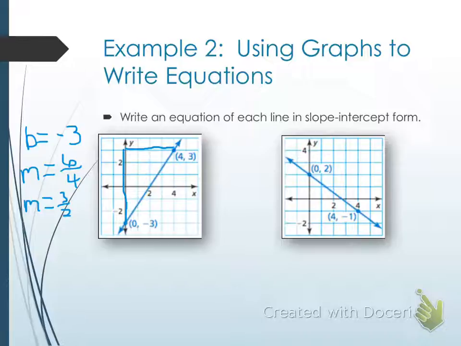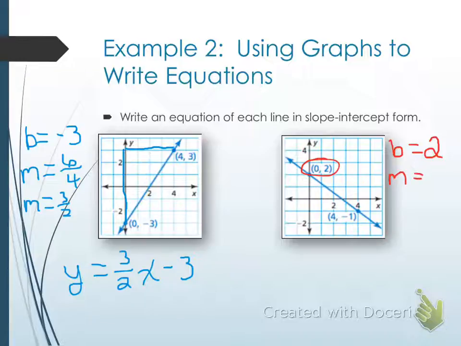It's best when we're dealing with slopes that you leave it as an improper fraction. So now to write it in slope-intercept form, we're just going to go y equals, my slope is 3/2 x plus our y-intercept, which is -3, so I'm just going to put -3. So our first equation is y equals 3/2 x minus 3. So let's look at our next one here. It shows that our y-intercept, which is where it crosses the y-axis, is right here at 2. So our y-intercept is a +2.